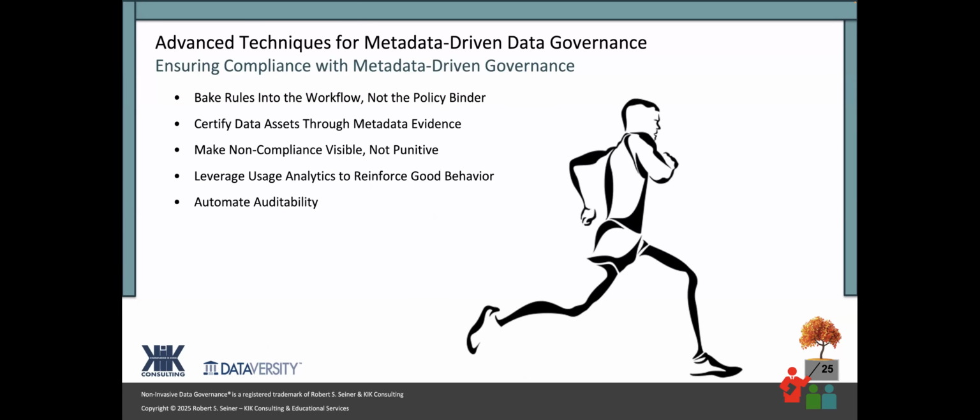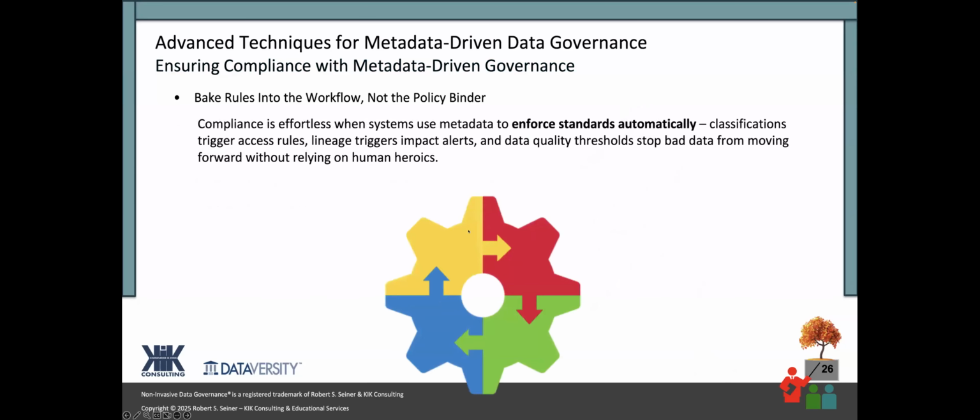Okay, the last subject I want to talk about before we jump into a couple quick case studies is the one thing that everybody thinks of when they first think about data governance. It's about ensuring compliance. So again, to keep with the same themes that I've talked about from the beginning of the session: baking the rules into the workflow, certifying the assets, making non-compliance visible. We'll talk about all these things, leveraging the usage statistics, automating your ability to audit your data is really important. So the first one is baking the rules into the workflow.